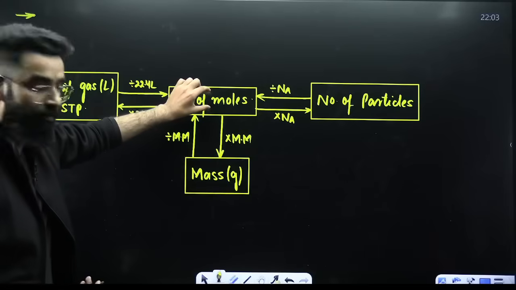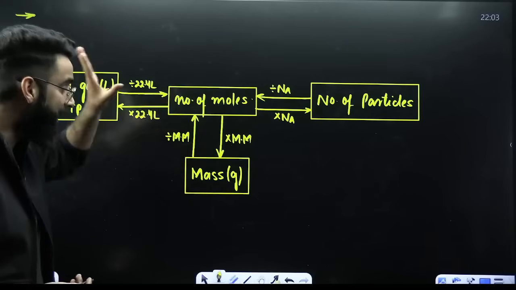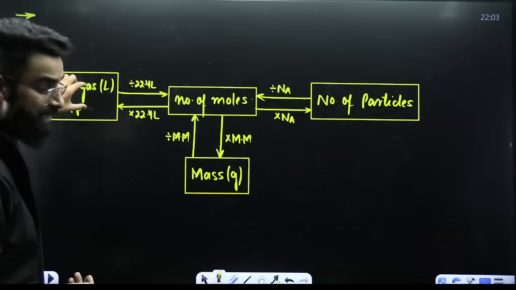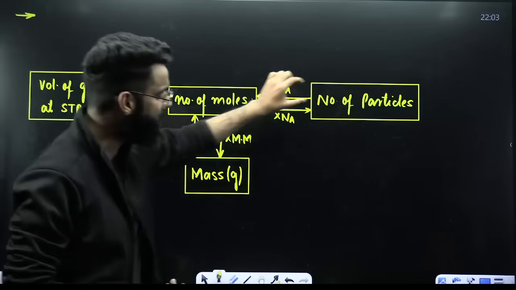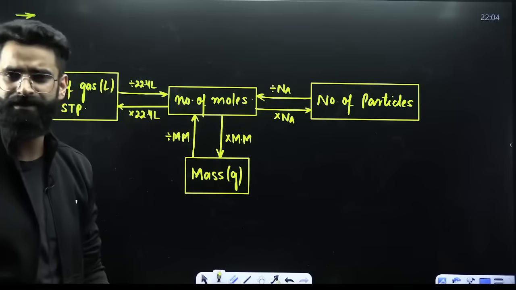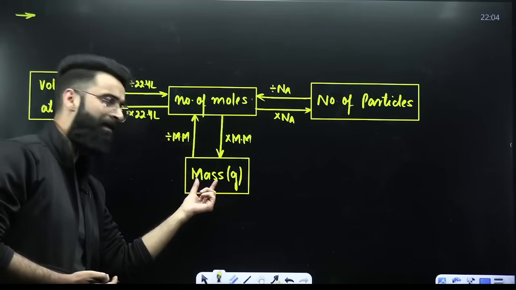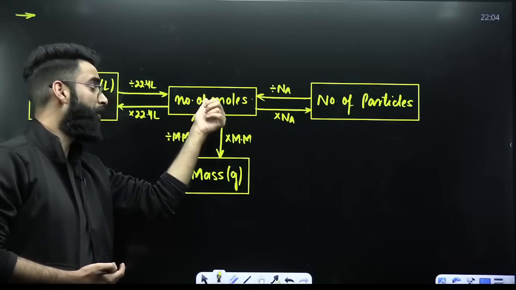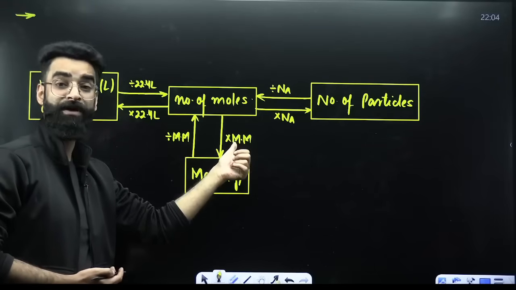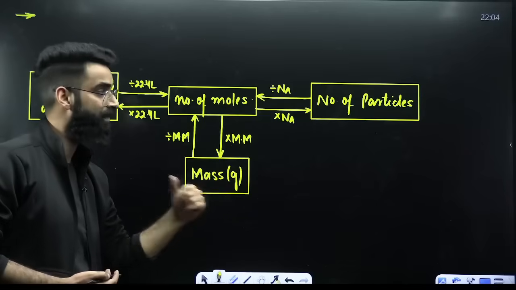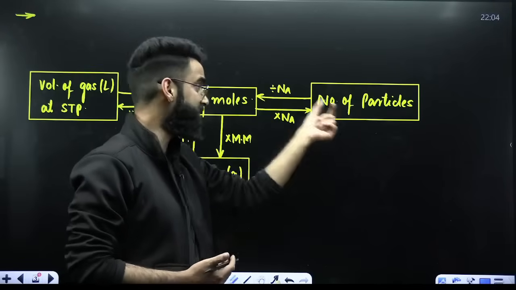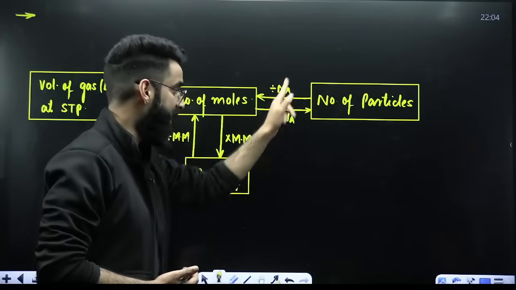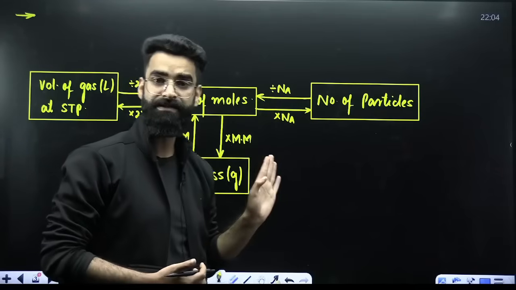In order to calculate number of moles, either I should be given with mass of substance, or I should be given with volume of the gas, or I should be given with the number of particles, right? You know, given mass of the substance divided by molar mass, that gives me moles, or number of moles of the substance multiplied by molar mass of the substance, that gives me the mass. Similarly, given number of particles divided by Avogadro's number, that gives me moles. Moles multiplied by Avogadro's number, that again gives me number of particles.